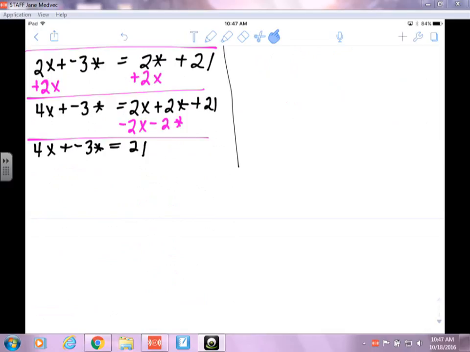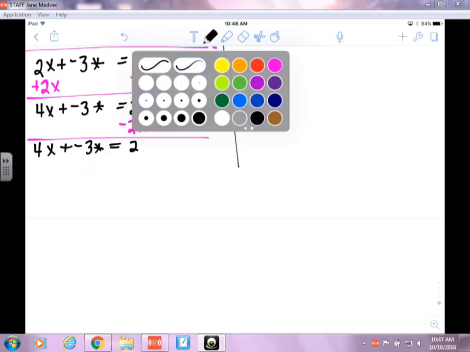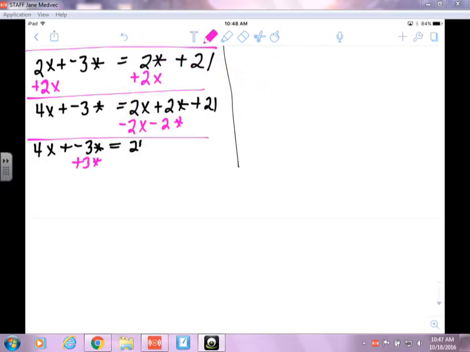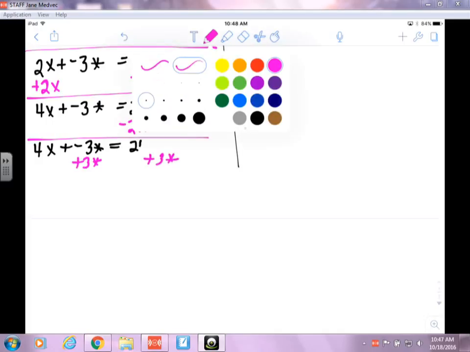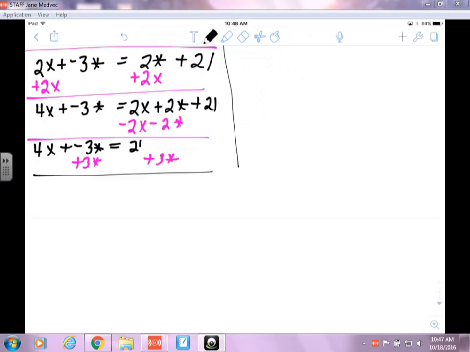Okay? And I can't take away an x and a star on that because I've got a negative 3 star. I can't take it away. So what students, again, what you're going to want to do is go, oh, easy, I can go negative 3x minus 3 star. I can't do that because this is a negative. I can't take away something that's already a negative. So what I'm going to do is I'm going to add 3 stars to each side. Okay, that cancels this. So 4x equals 21 plus 3 star.